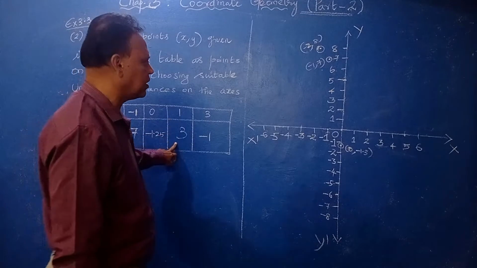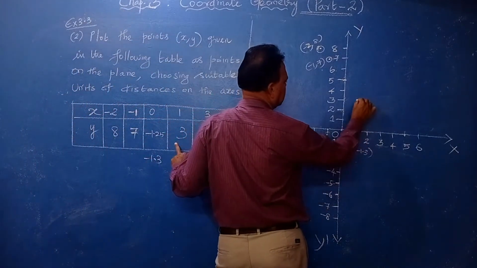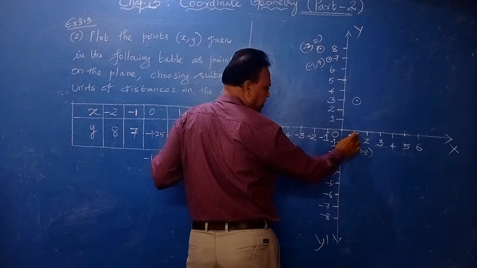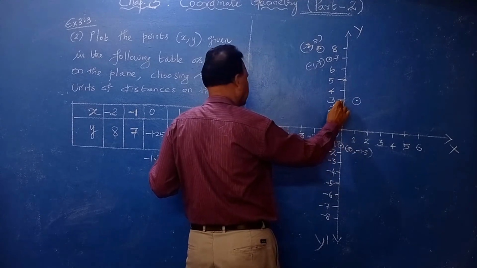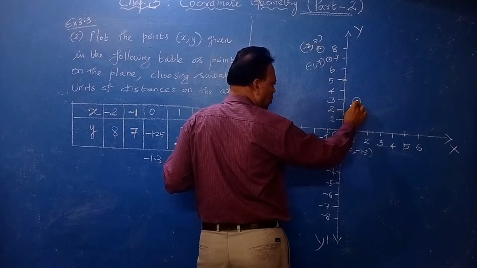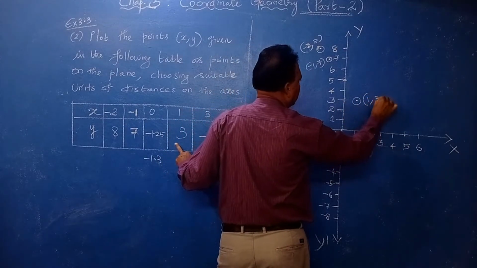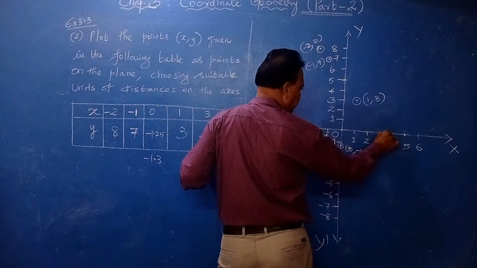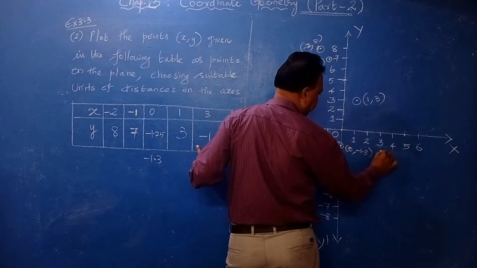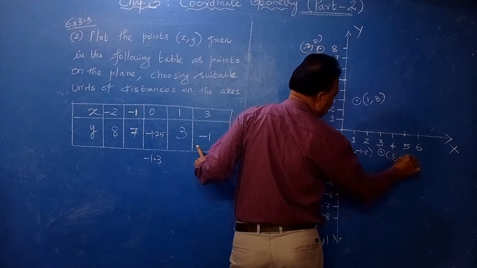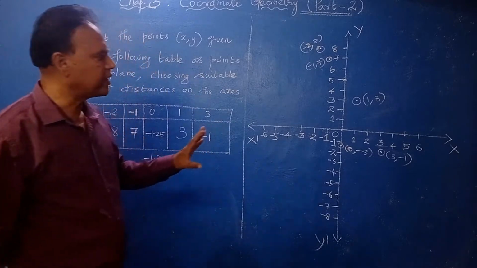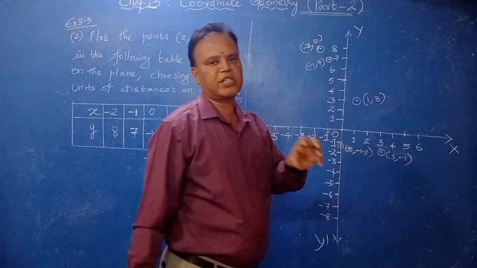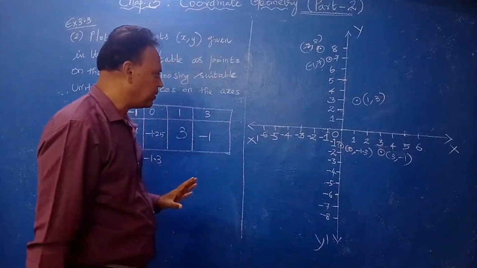Then 1, 3. Easily you can plot, 1 here, 3 is here. Take 1 on the x axis, because the x coordinate you always take on the x axis. Then the y coordinate you take on the y axis, 3. Then the intersection point of both is 1, 3. Then 3, minus 1. X is 3, y is minus 1 here. So like this easily you can plot the points on the graph. Then you paste it in the classwork. Okay, it will be easy.